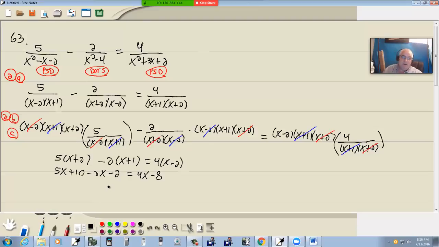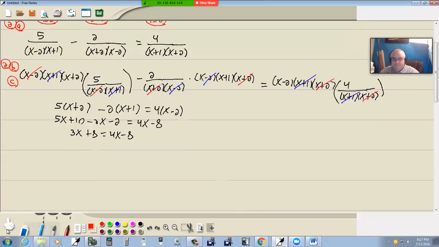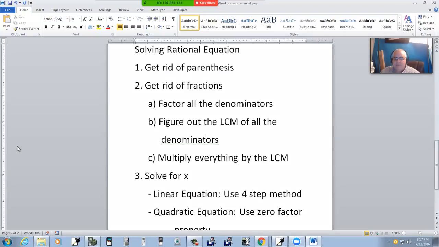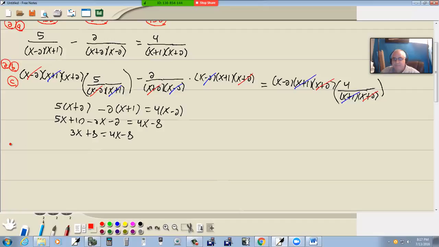No matter where you are in math, always combine together like terms, combine together numbers. 5x minus 2x is 3x, 10 minus 2 is 8, equals 4x minus 8. And that was step 2. Step 3, solve for x.